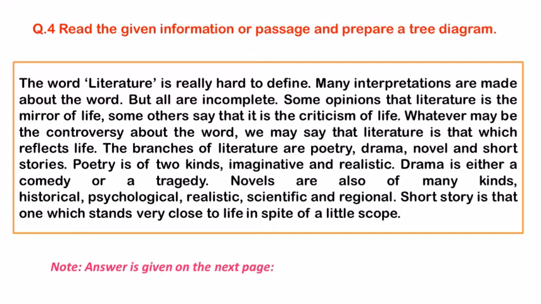In this way, the paragraph is given there about literature, in that poetry, drama, novel, and short story. All these things are mentioned, after that the types of poetry, novel, drama, and short story. All these elements are there. And before that, what is literature? The definition of literature is also given there. So the answer of this question we will find on the next page because of insufficient space. On the next page the answer is given. How we have drawn a tree diagram you will find there.